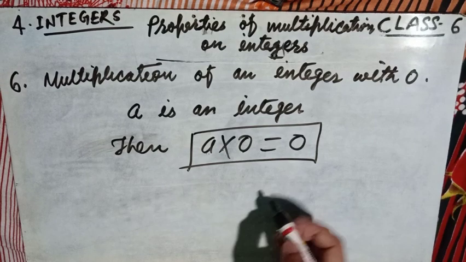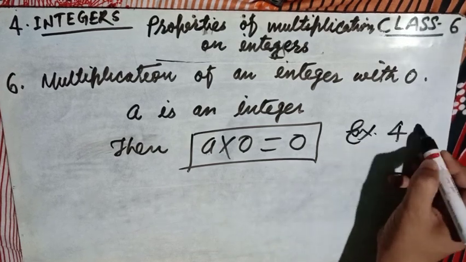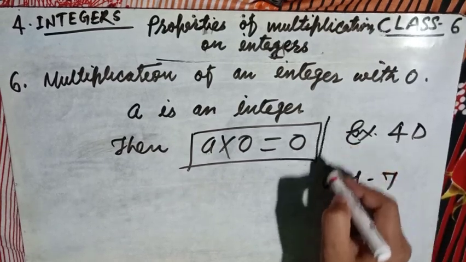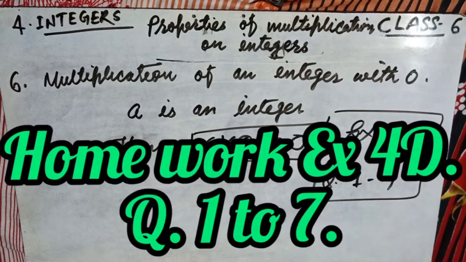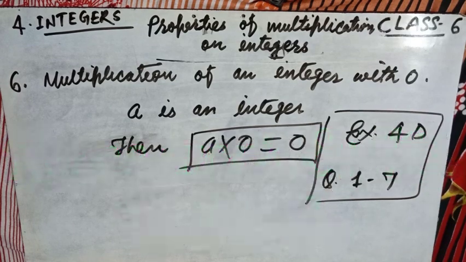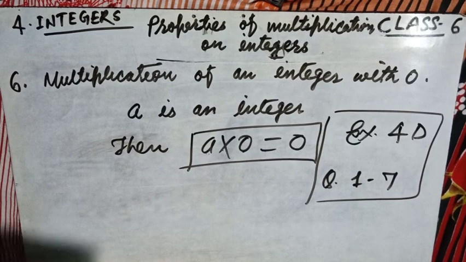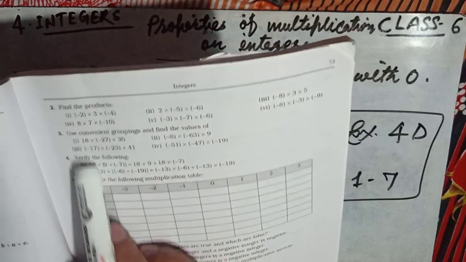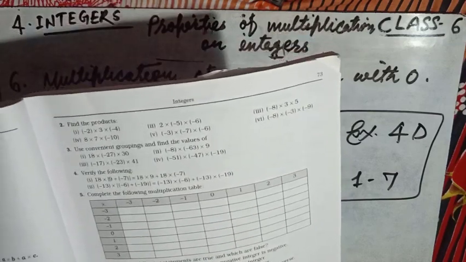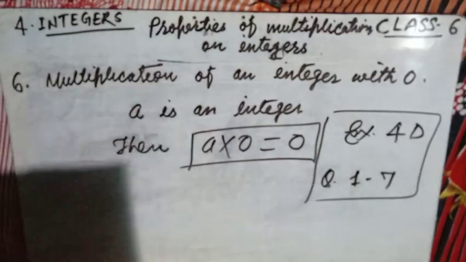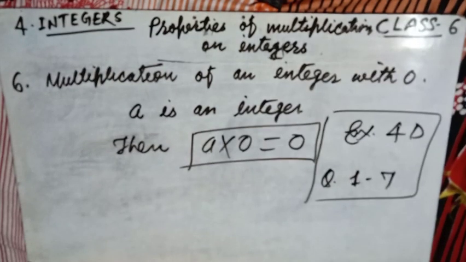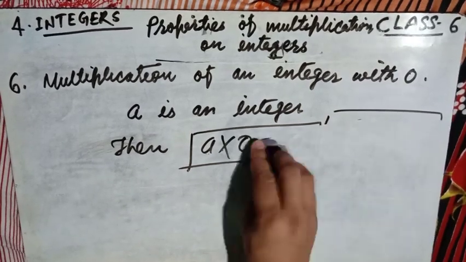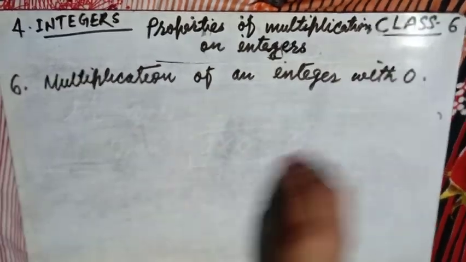Now students, your homework is exercise 4D, question number 1 to 7, because there is no difficult problem at all. Question number 1 is a simple question, we have to multiply. Question number 2 is a simple question. As you can see, this is your book. Question number 2, find the product. Question number 3, find using convenient grouping. If you have any doubt, you can ask. These are very simple questions, and we have already understood all the tools, and these help us to solve the problems of the exercise.